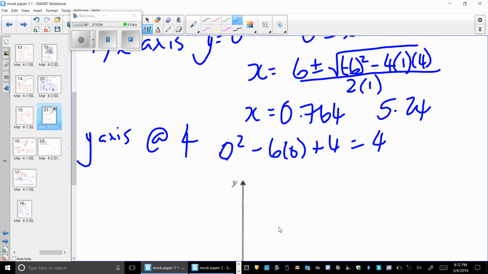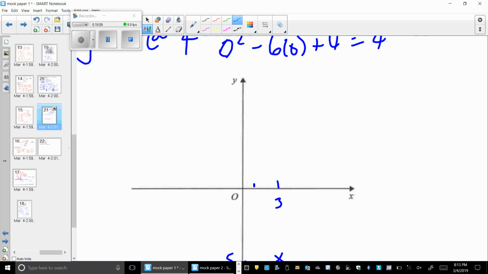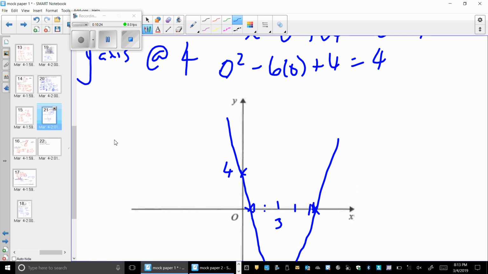And I'm crossing at 0.764 and 5.24. So 5.24 would be about there, and 0.7 would be about there, and it crosses here at 4. Here we go, there's our sketch.